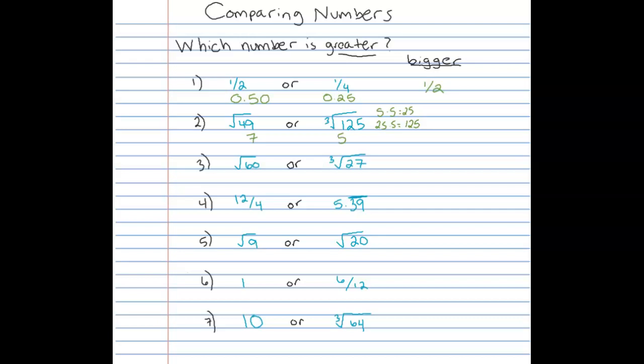Now from here, we have a better idea of seeing which one is greater. 7. I'm not going to write 7 under here. I'm going to go back to the original thing, the square root of 49. That's going to be greater.